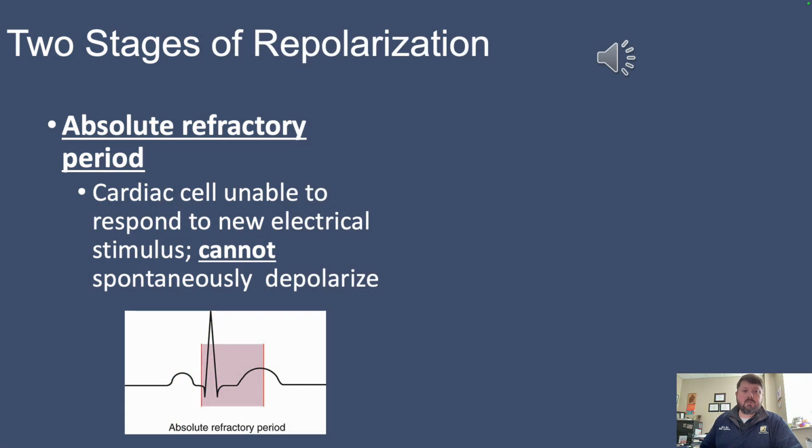So the absolute refractory period. The cardiac cell is unable to respond to a new electrical stimulus, and it cannot spontaneously depolarize. So no matter what happens during this time, the cell is not going to depolarize. The cell is trying to get itself back to its resting potential.